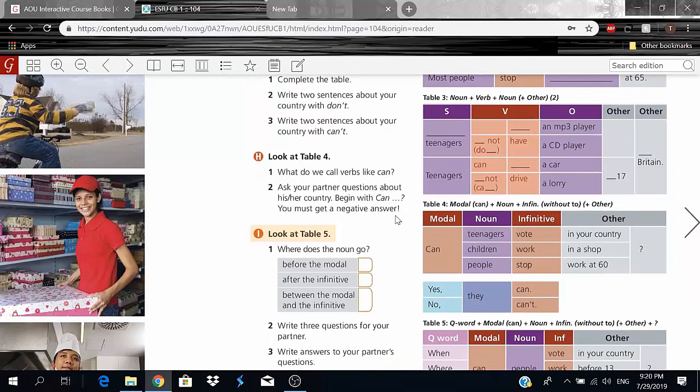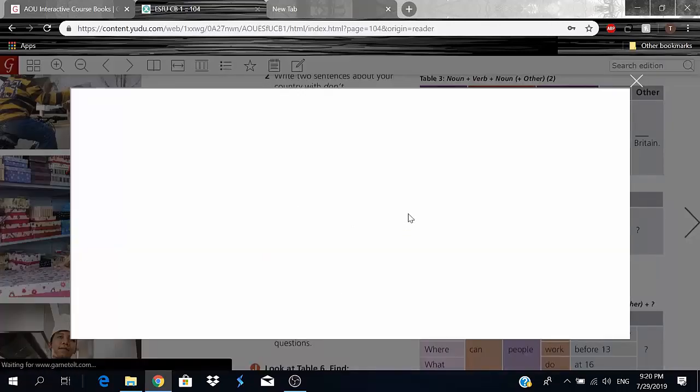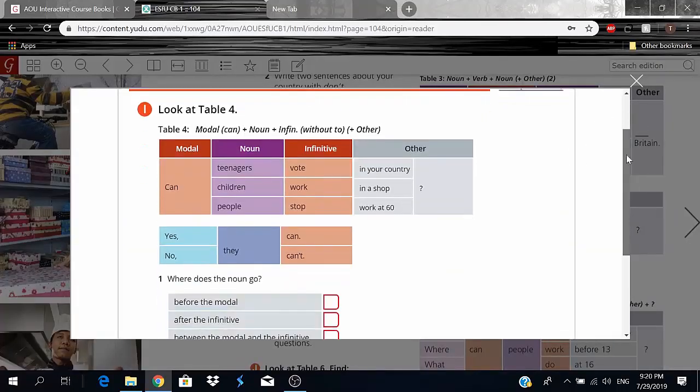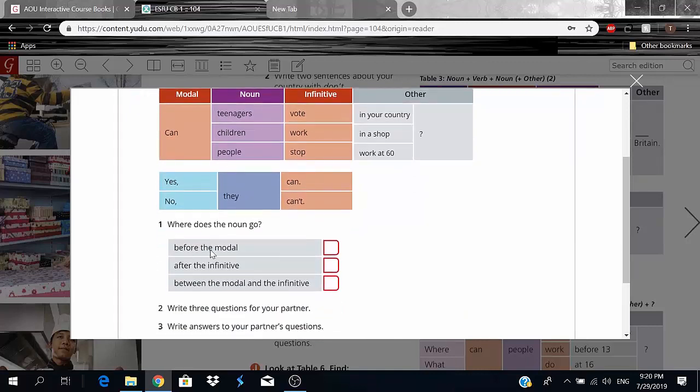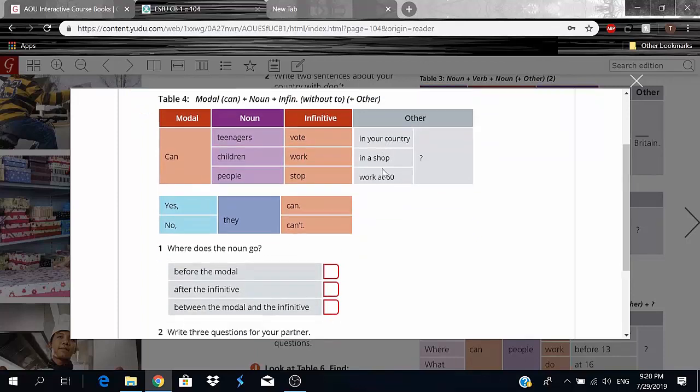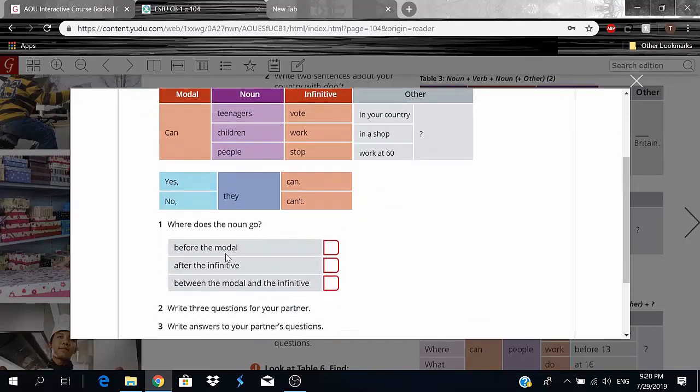Let's move on. So exercise I. Look at table 5. Where does the noun go? And actually, let me open this. Modal, noun, infinitive, and other. So here we have, where does the noun go here? As you can see, the noun here is teenagers, children, people. And is it before the modal or after the infinitive? Okay, so it's not after the infinitive, that's a fact. It's also not before the modal. So is it between the modal and the infinitive? Yes, it is. So we'll take this right here.